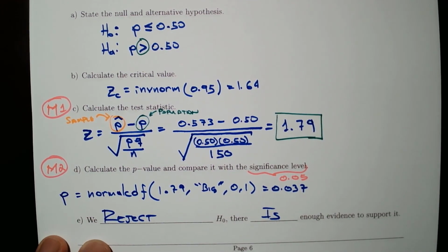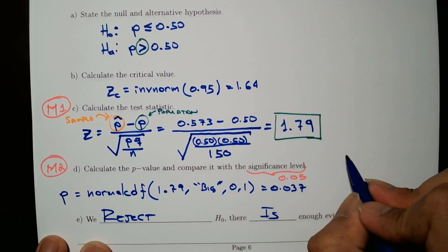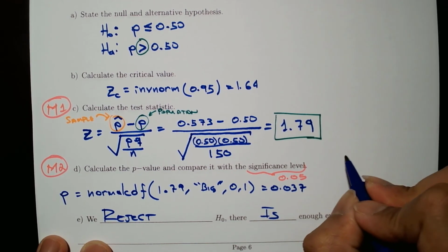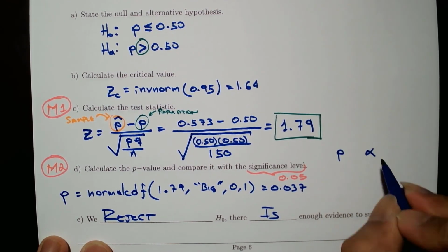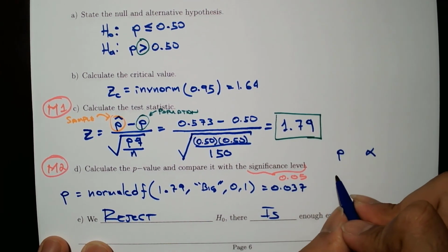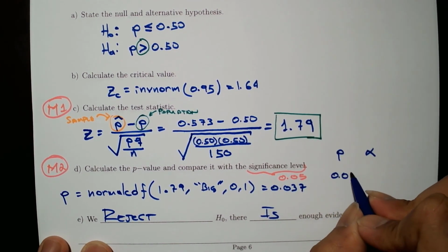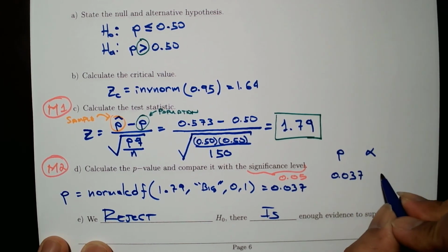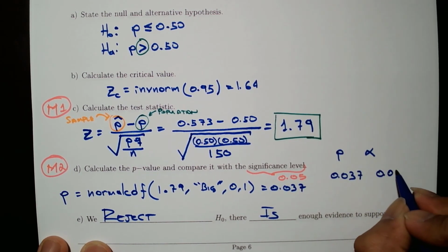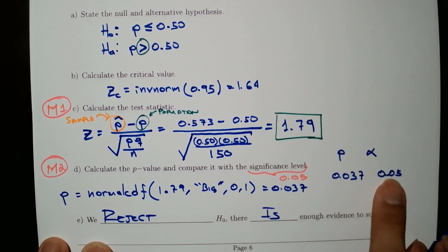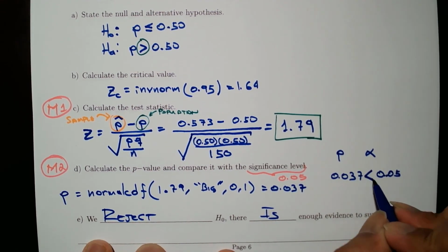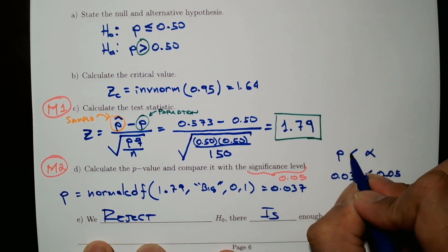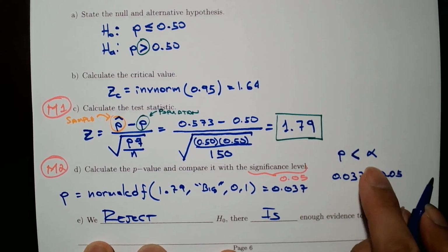So in this case, let me write down the p-value and put it next to alpha. The p-value is 0.0367 versus 0.05. Which one is bigger? Well, in this case, alpha is bigger, or the p-value is less than alpha.